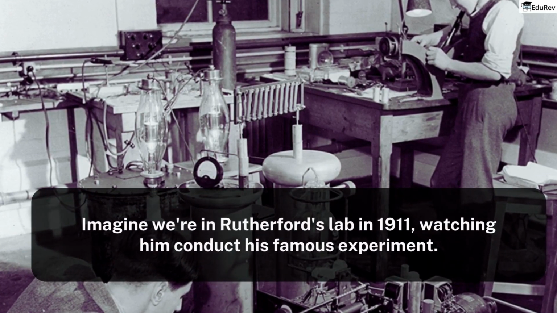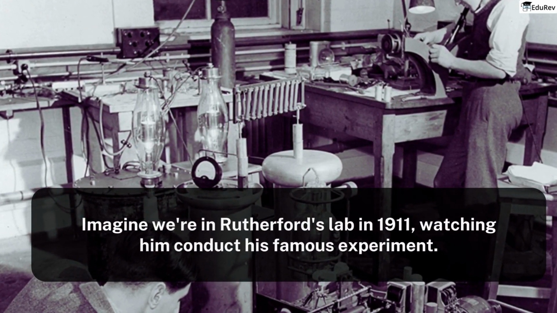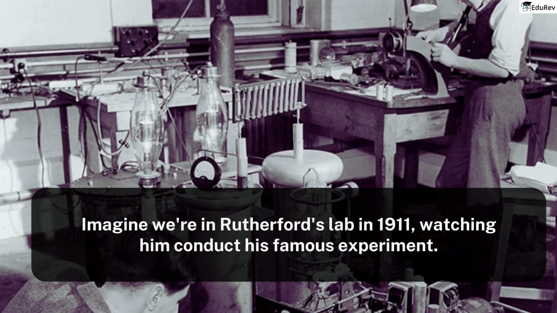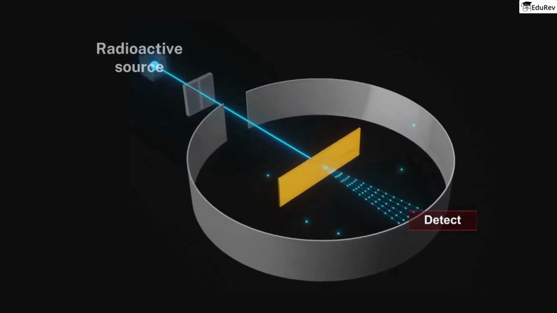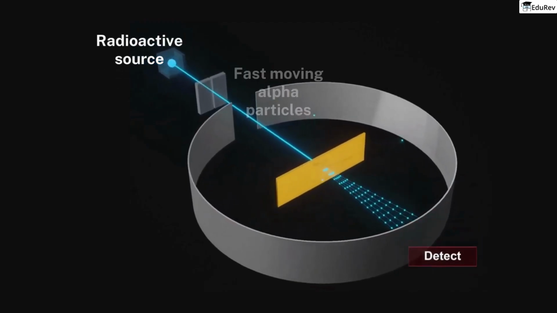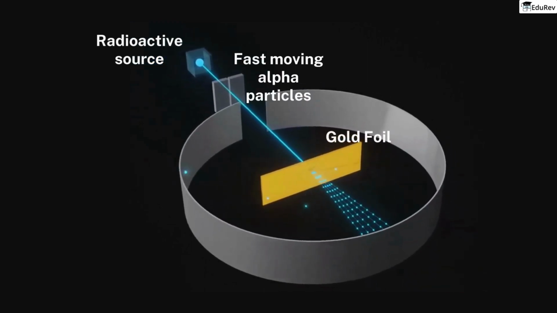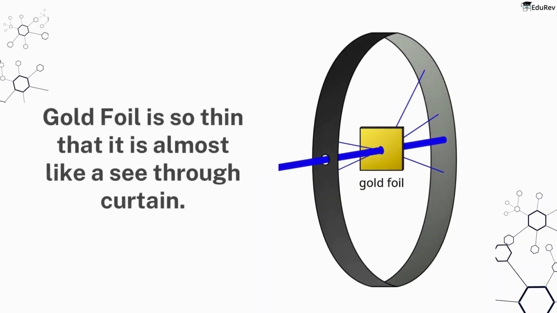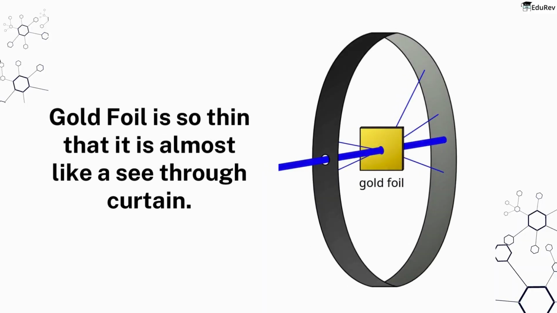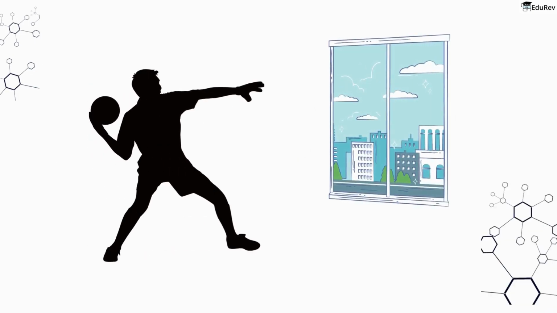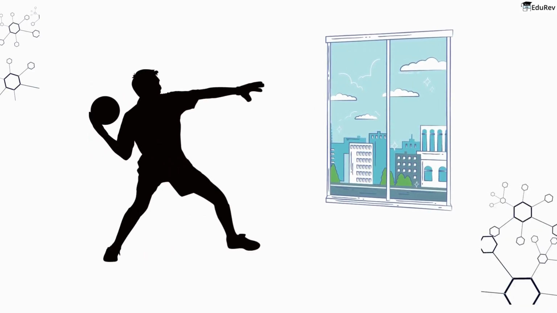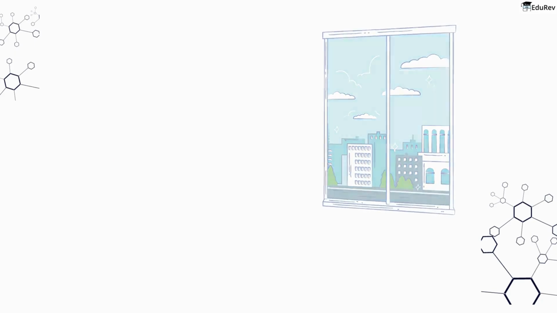Imagine we're in Rutherford's lab in 1911, watching him conduct his famous experiment. He's using a radioactive source to shoot tiny, fast-moving particles called alpha particles at a very thin sheet of gold foil. The gold foil is so thin that it's almost like a see-through curtain, and Rutherford expects the alpha particles to pass right through it without any trouble. It's like throwing a ball through an open window. It should go straight through and not bounce back.